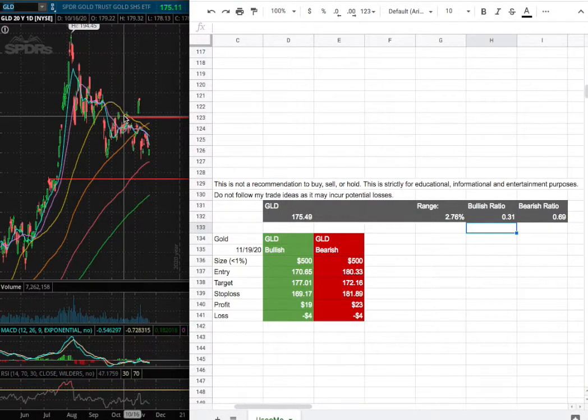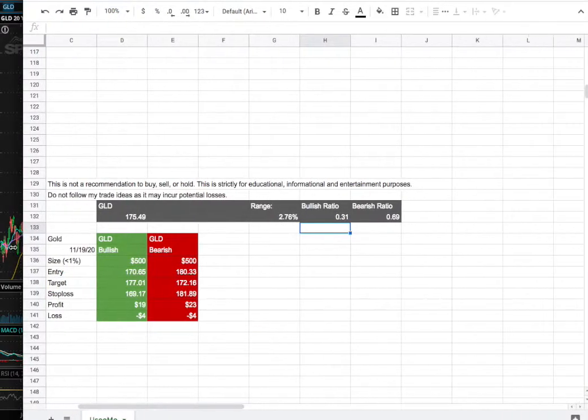On the other hand, my short entry will be at $180.33, and that is this range there. As for my sell target, that's $172.16, and my stop loss will be at $181.89. So whichever entry price were to hit first, that will be my position of the week.